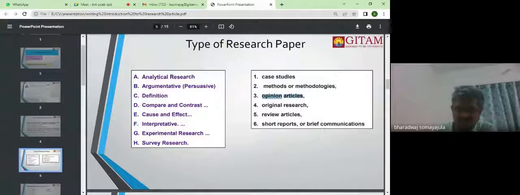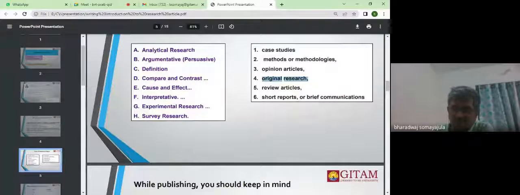Your opinion articles, your original research, it is time-taking research. It's a time-taking factor. It has to be done under strict supervision, because sometimes we may go sideways, and we may take too long to complete our research. We may require some external help to tell us whether we are doing correct research or not. Here we are talking about your review articles and all the short reports and all those things.